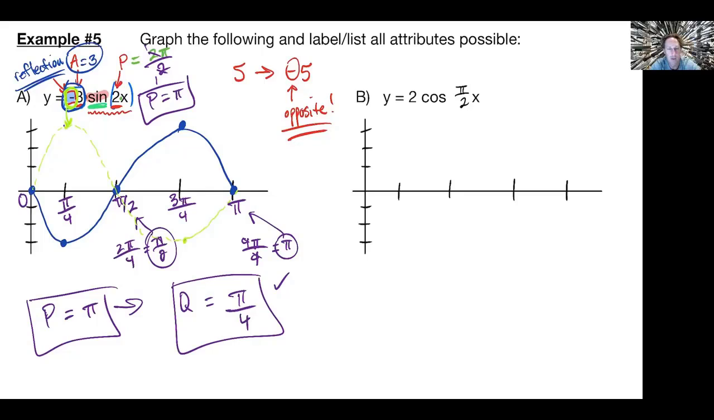Okay, so if you didn't try that one on your own, please pause it, try part B. See if you're getting this stuff, because I have one last example after this, and then we're done. All right, if you gave it a try, well done. Let's see if you got it right.